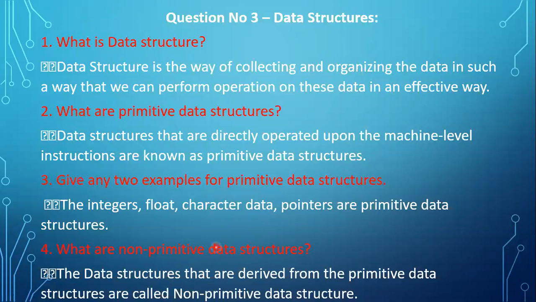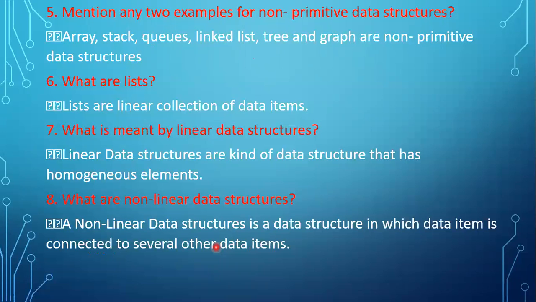Next question. Question number 5. Mention any 2 examples for non-primitive data structures. Arrays, stacks, queues, linked list, tree, and graph are non-primitive data structures. You can mention only 2, it is enough. I listed 4 here. Out of this, you can mention any 2 according to the question.